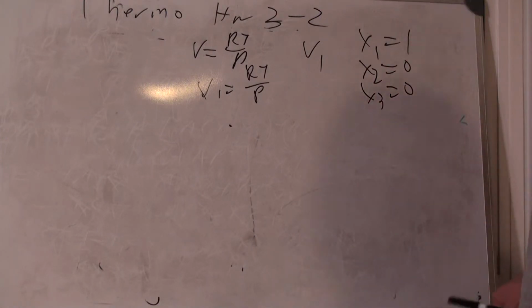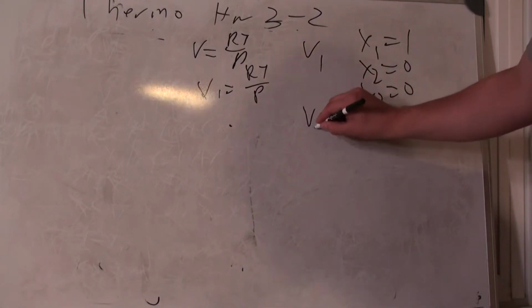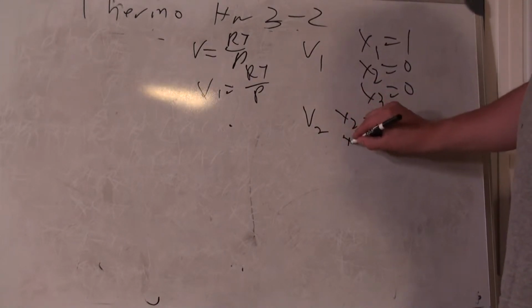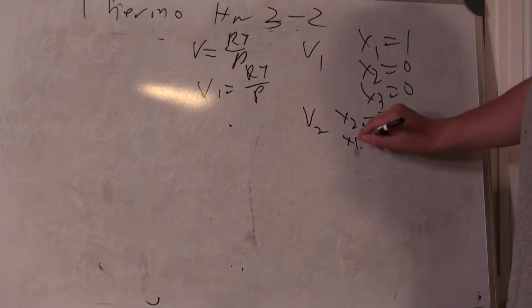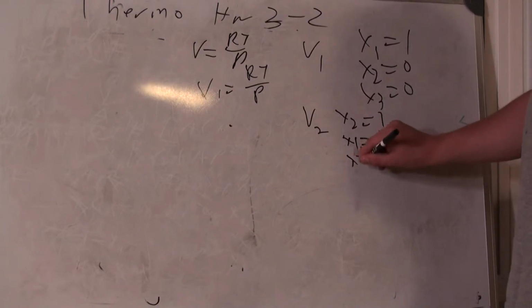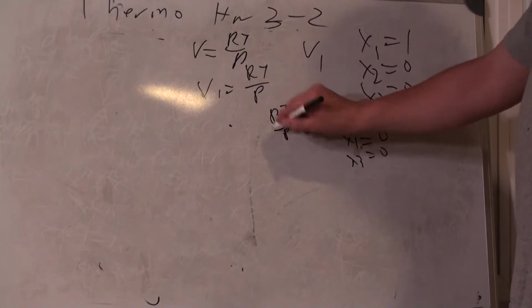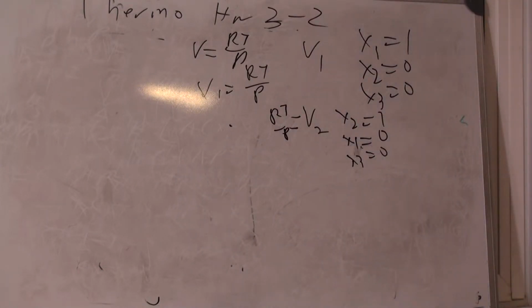And guess what V2 is going to be equal to? Well, V2 is when I have x2 equals 1, meaning everything else goes to 0. x1 goes to 0, and x3 goes to 0. And oh wait, hey, that also equals RT over P. And guess what V3 would be if I asked it? That's right, RT over P. And to actually calculate it, I just plug in some numbers.